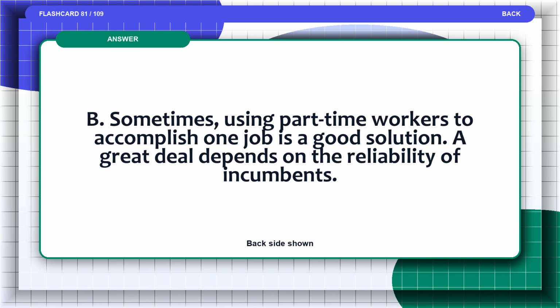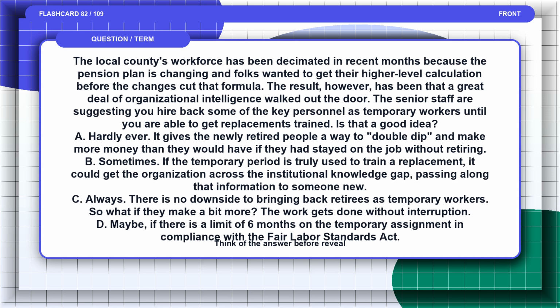Sometimes, using part-time workers to accomplish one job is a good solution. A great deal depends on the reliability of incumbents. Flashcard 82. The local county's workforce has been decimated in recent months because the pension plan is changing and folks wanted to get their higher level calculation before the changes cut the formula. The result, however, has been that a great deal of organizational intelligence walked out the door. The senior staff are suggesting you hire back some of the key personnel as temporary workers until you are able to get replacements trained. Is that a good idea?